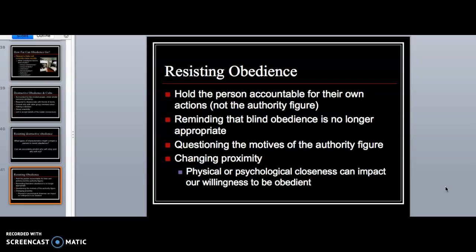Maybe. When a person is held accountable for their own actions, they're less likely to obey. When they're reminded that blind obedience is no longer appropriate, that it's up to them to determine their actions, they're less likely to obey. When we see people questioning the motives of the authority figure, we know that they're less likely to obey. People who resisted early in the Milgram study were more likely to be the ones who didn't go through to the end of the shocking voltage. And the closer you are to the target, the less likely you are to obey. So people who were sitting next to the learner were less likely to obey. And that concludes our obedience lecture.